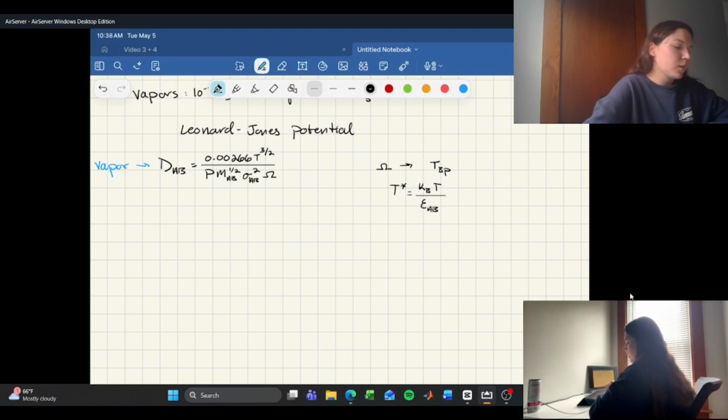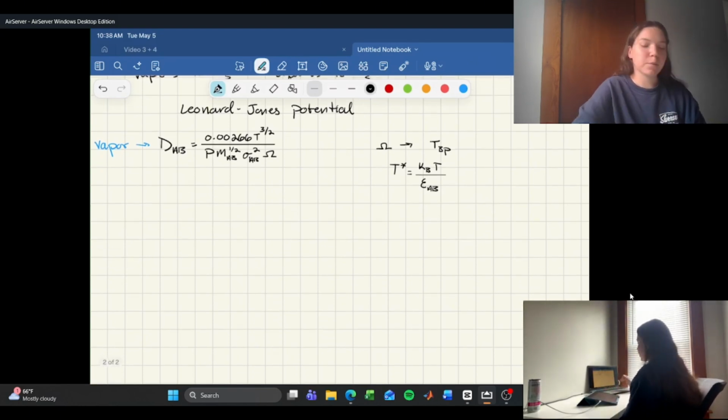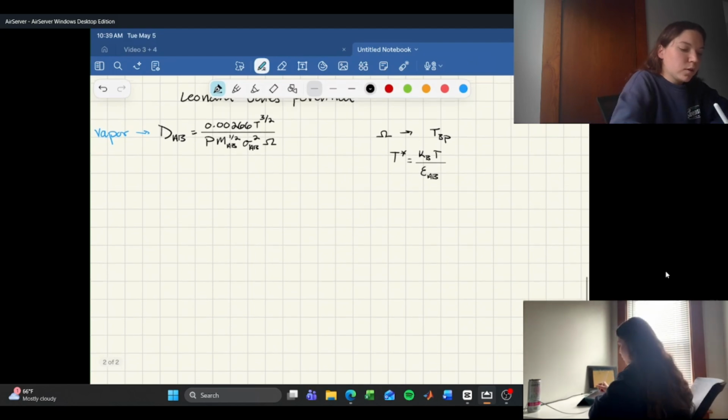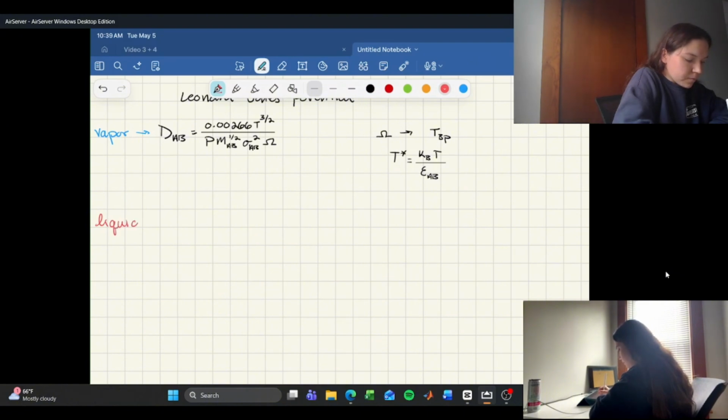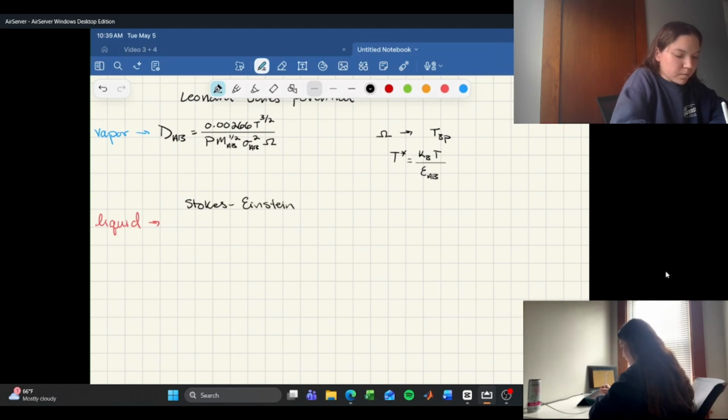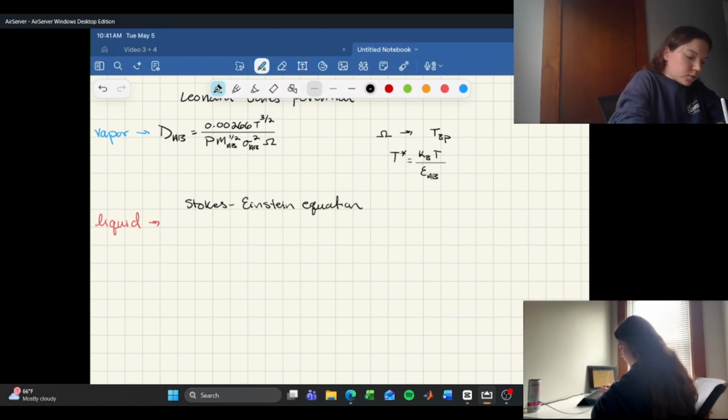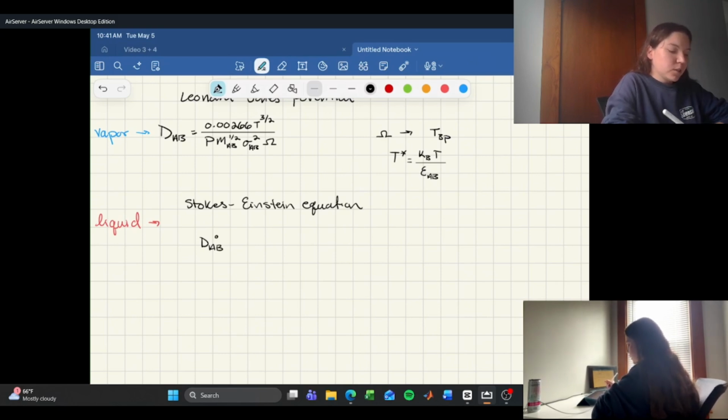So that's how you estimate the diffusion coefficient for vapors. And now we want to find the diffusion coefficient for a liquid. And this is going to be using the Stokes-Einstein equation. So we're going to have the diffusion coefficient of A through B. This is going to be infinite because this is used mostly in a dilute system.